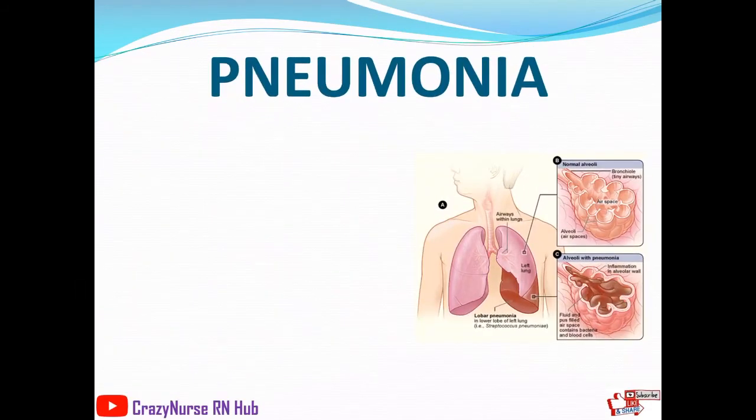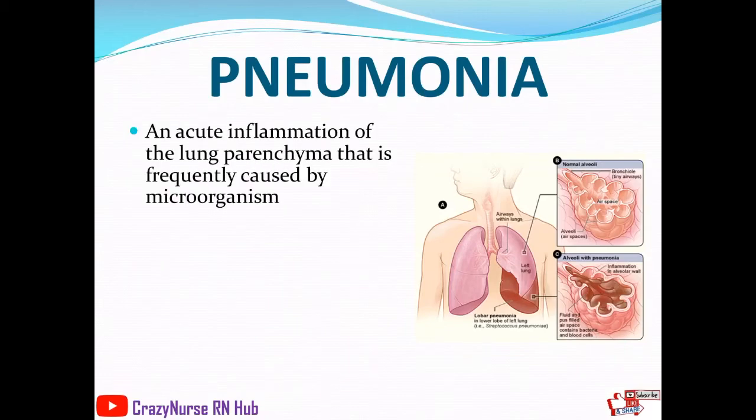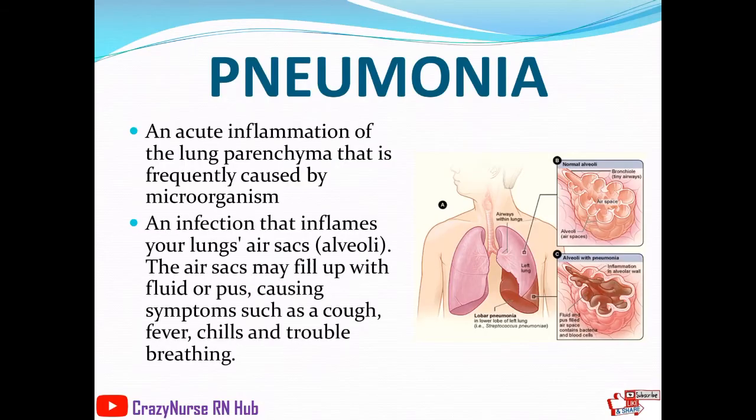Next alteration is called your pneumonia. It is an acute inflammation of the lung parenchyma that is frequently caused by microorganisms. It is an infection that inflames your lungs' air sacs or the alveoli. The air sacs may fill up with fluid or pus, causing symptoms such as cough, fever, chills, and trouble breathing.